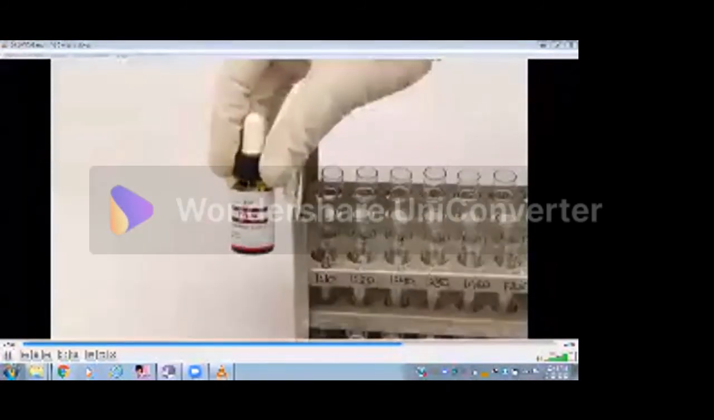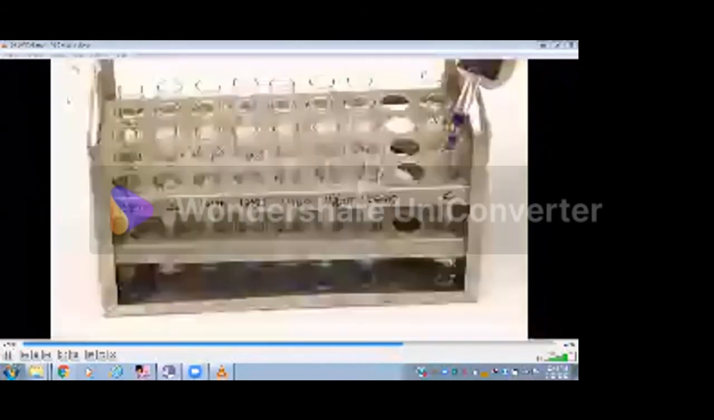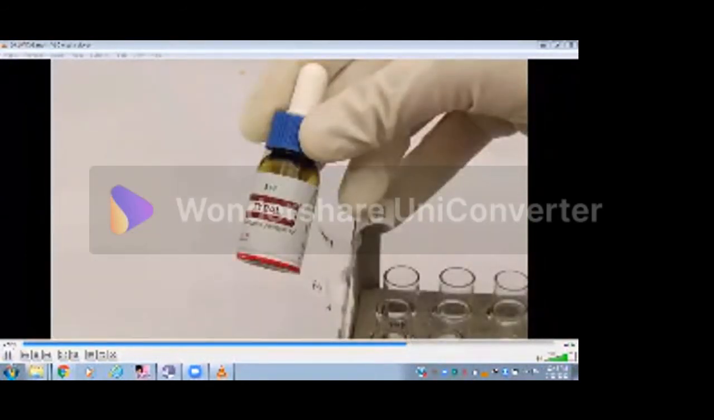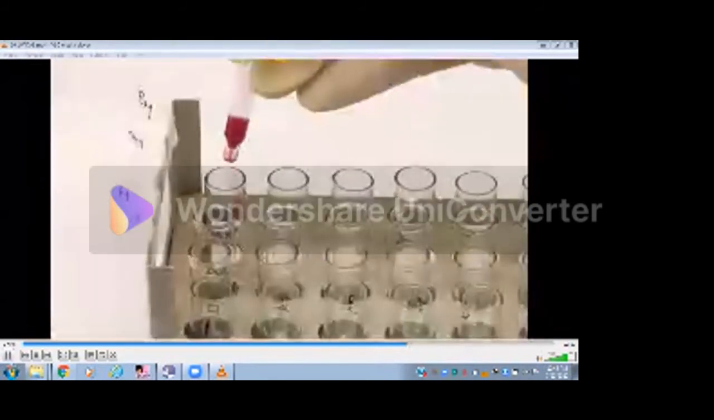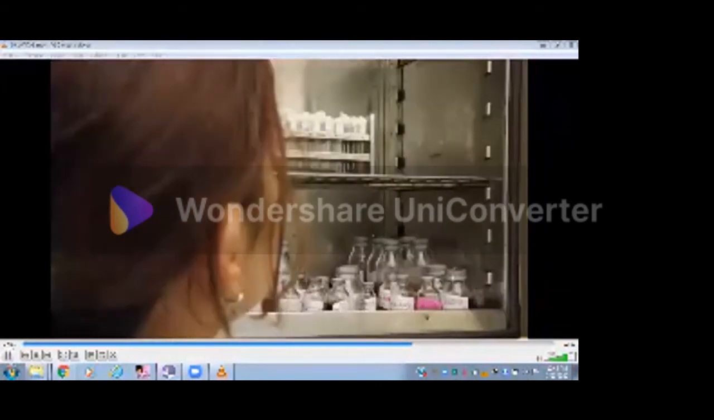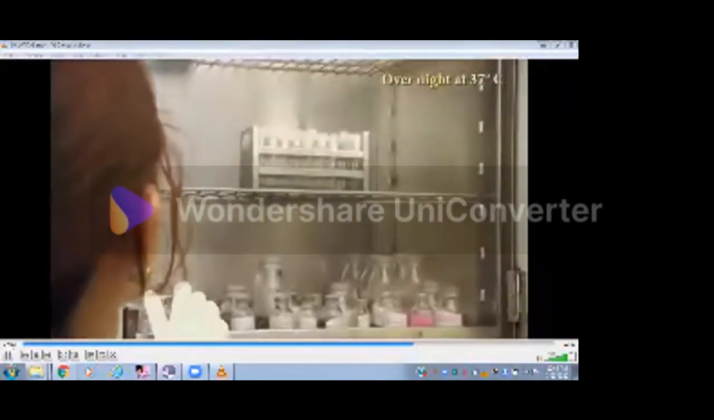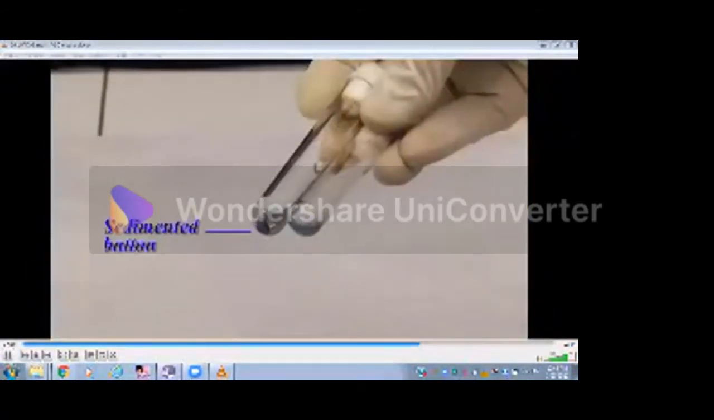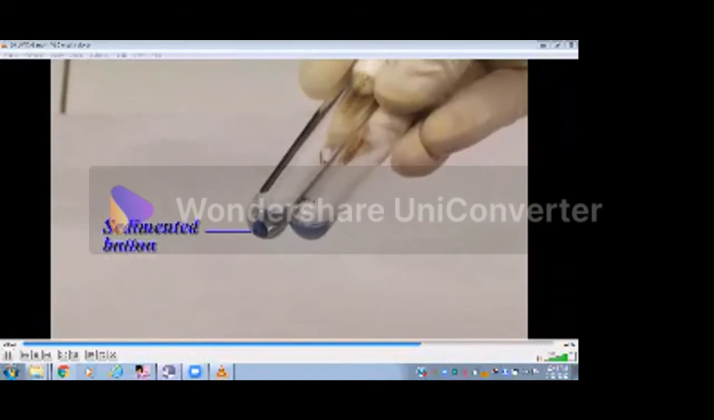To all the tubes, that is 1 to 8 of each set, add 1 drop of the respective well-mixed antigen suspensions from the reagent vials and mix well. Cover and incubate overnight at 37 degrees centigrade. After incubation, dislodge the sedimented button gently and observe for agglutination.